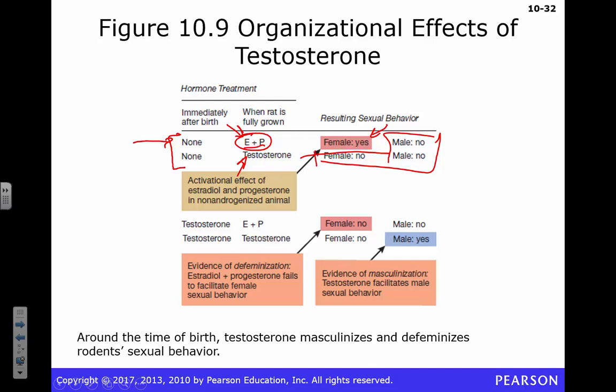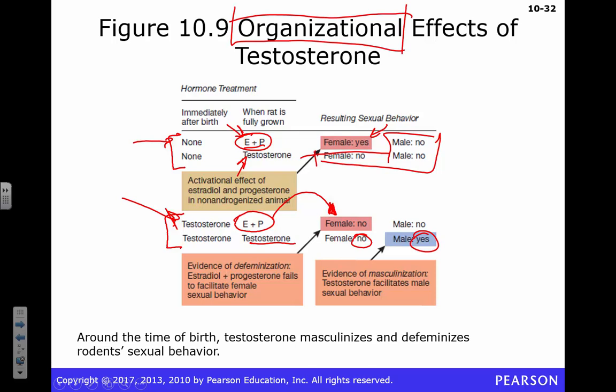On the other hand, what's really interesting is that if they were given testosterone immediately after birth, and later were exposed to testosterone and they were males, then they would exhibit male sexual behavior. If they were females, they would not. Even if the females were exposed to estrogens as adults, they would not exhibit female sexual behavior if they'd been exposed to testosterone early on. Okay? This is because of those organizational effects of testosterone.